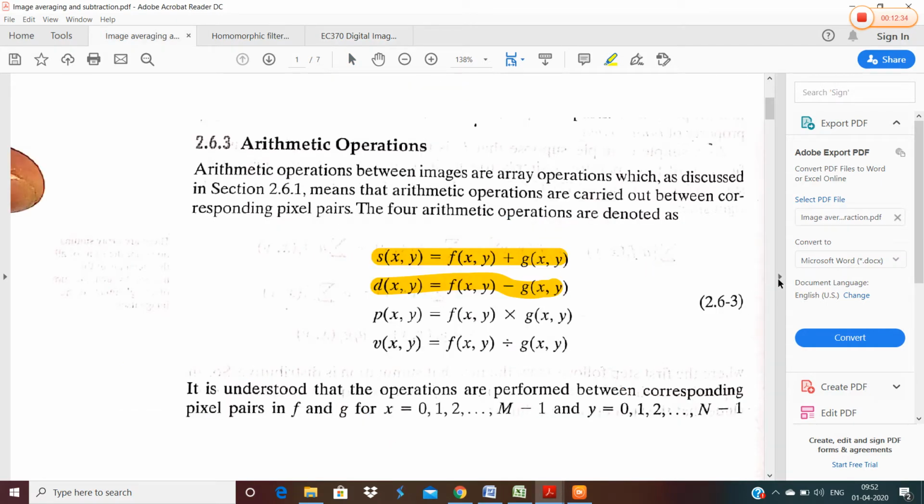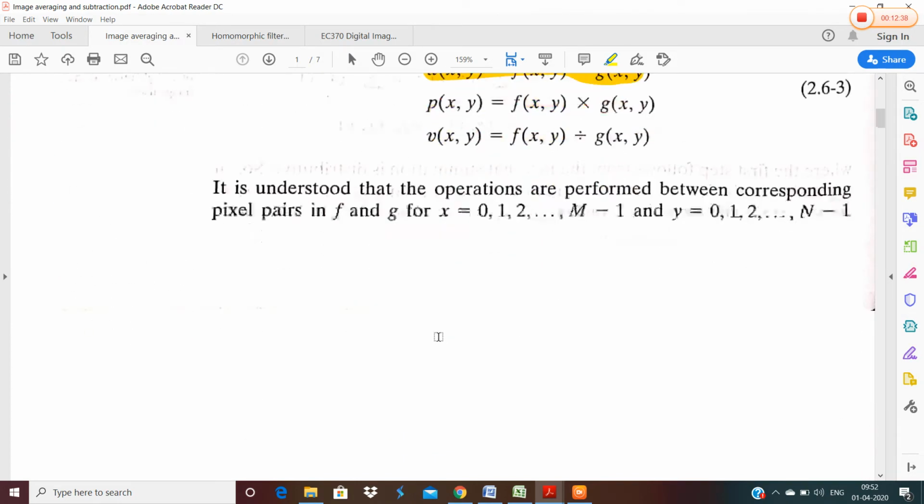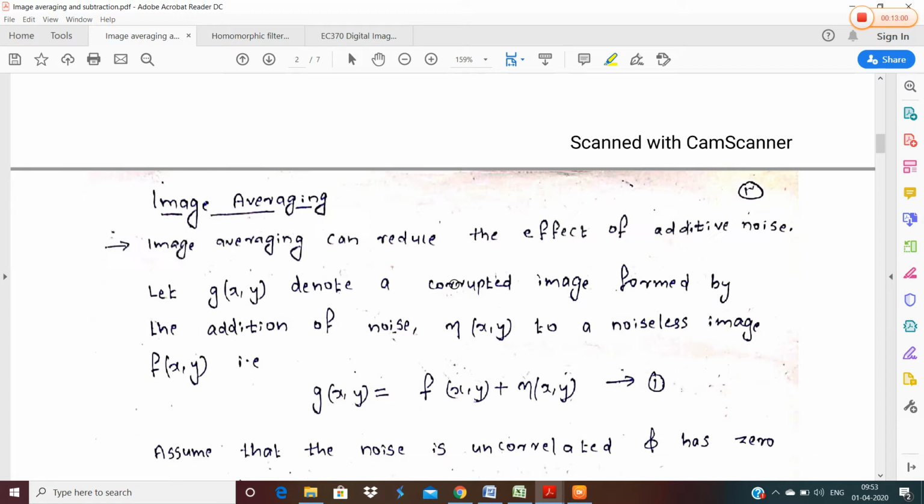So here you are using these two equations. First let us see image averaging. You all know image averaging is just like a low pass filtering operation where you can remove the noisy part. You can remove high frequency details. So this is a mathematical explanation of how image averaging reduces noise.